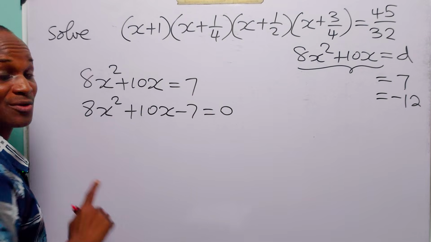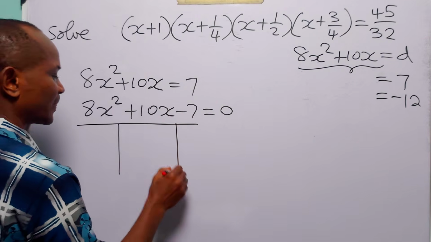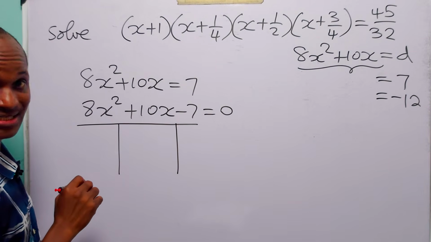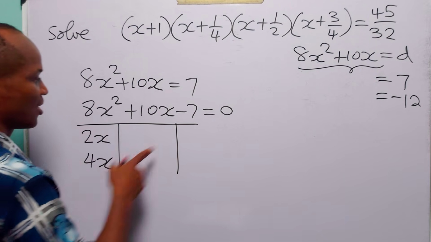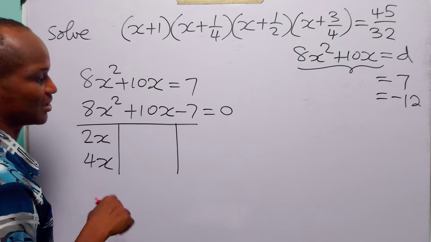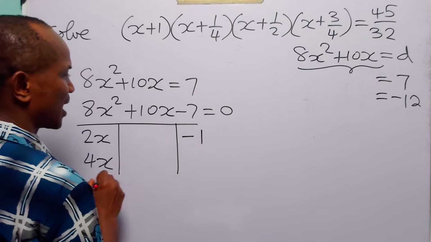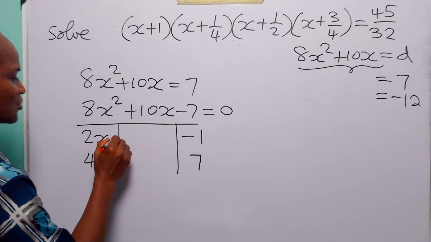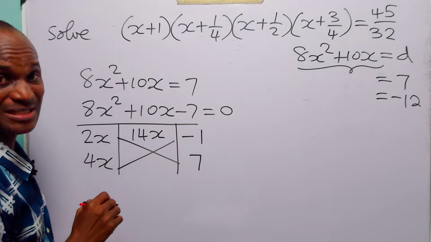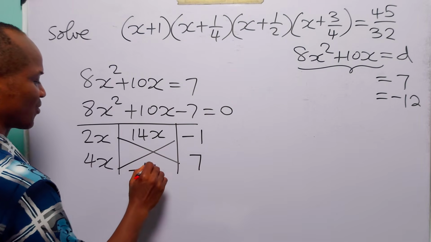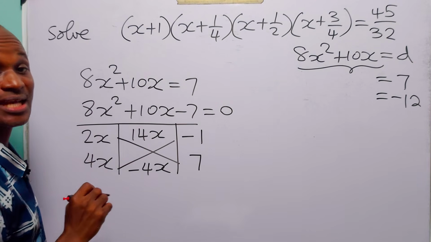Since the coefficient of x squared is not 1, let us use the table method. What are the factors of 8x squared? Of course, we have 2x and 4x. What are the factors of minus 7? 7 is a prime number, so we have minus 1 and 7. Now, 2x times 7 is going to give us 14x, and 4x times minus 1 is going to give us minus 4x. And of course, 14x minus 4x is going to give us 10x.